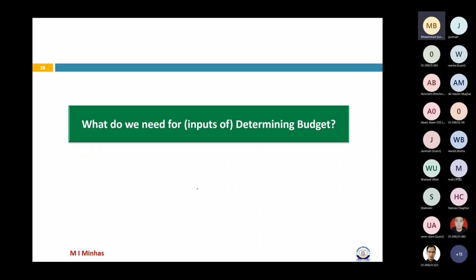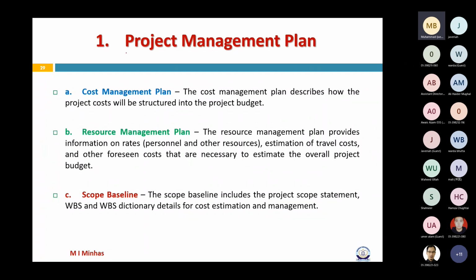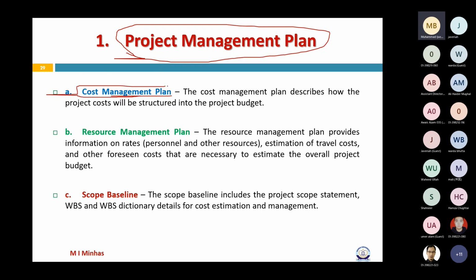Now, what inputs would you need to determine our budget? First thing is the project management plan. This plan contains how many subsidiary plans? 12 plans. So we'll not require all of these plans. Rather, we'll only use the cost management plan. Why cost management plan? Because this is the plan that tells us how you are going to estimate cost, how you are going to determine budget, how you are going to control cost.